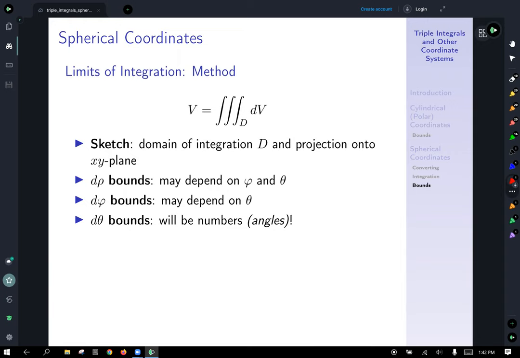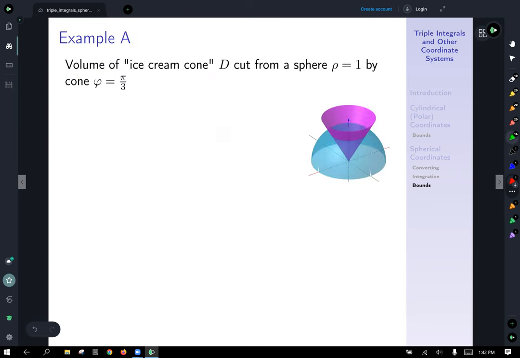Your middle bounds, then, we're going to let phi vary. And since we've taken care of rho, the only variable left is theta. So it's common to have your phi bounds in terms of theta. And last but not least, your outermost integral is going to be your theta bounds. And these will be numbers. These will be the angles that you're going to let theta vary in the plane. And again, while you can do this in a different order, I find this one to be the most common and the easiest and best for me.